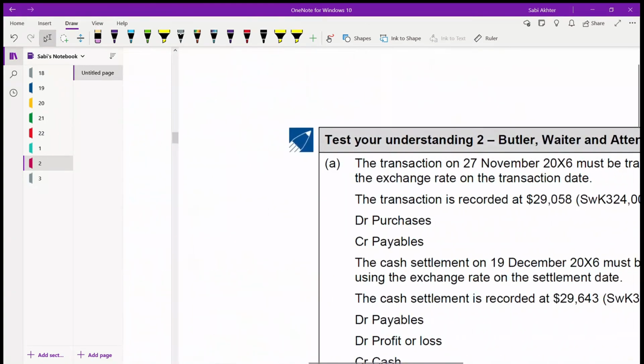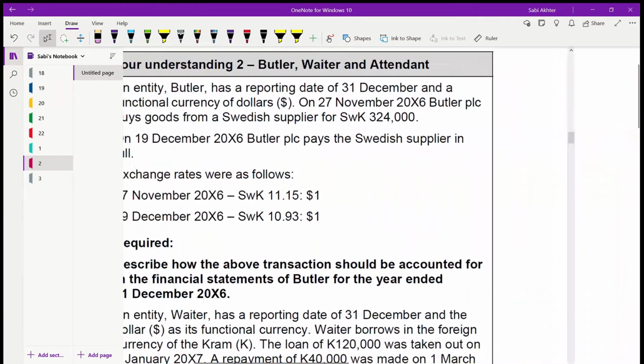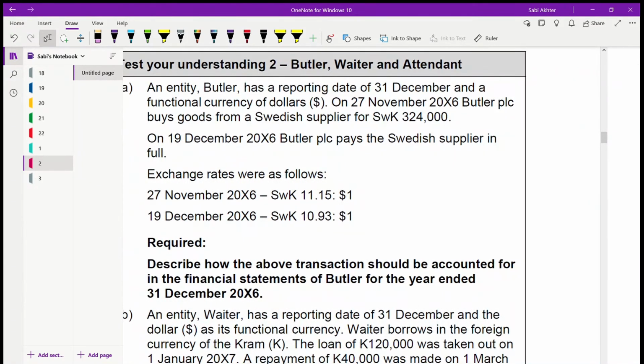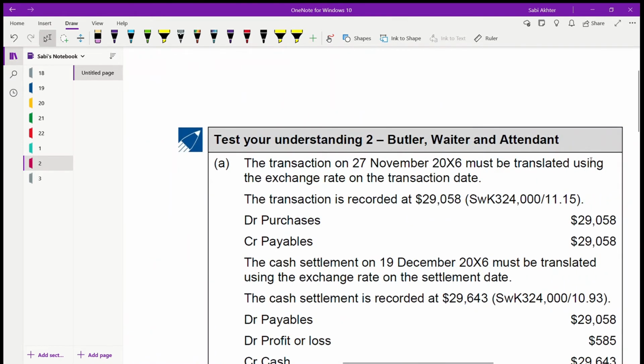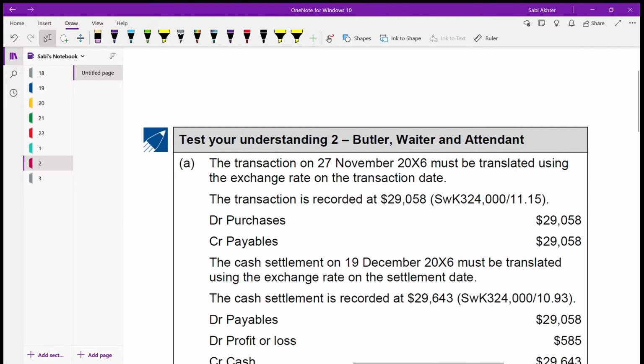Okay, so definitely when you are recording your payables and your purchases, you are recording using 11.15, but cash receipt and all, when you have to convert, you will be translating using 10.93. Understanding? So the transactions on 27 November 2006 must be translated using the exchange rate on the transaction date. That means purchases and payables. So purchase debit, payables are credit, right?